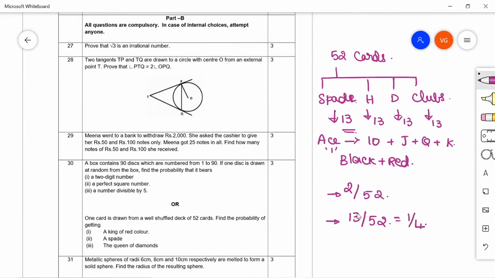Next, the queen of diamonds. In the diamond suit of 13 cards, you have 1 queen. So the probability of getting the queen of diamonds is 1 by 52. For writing each part, you will get 1 mark each here. That is the marking criteria for question number 30.